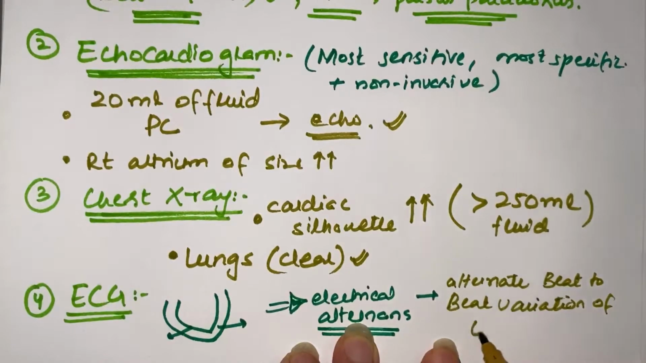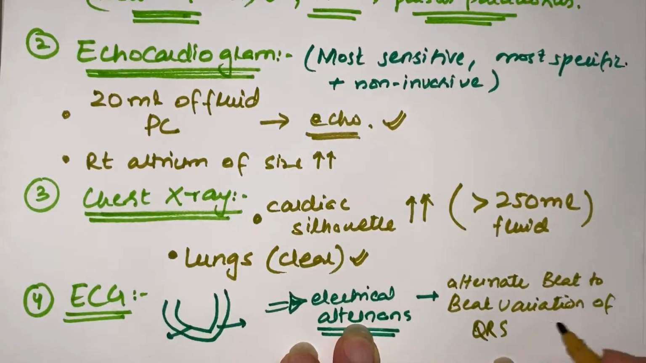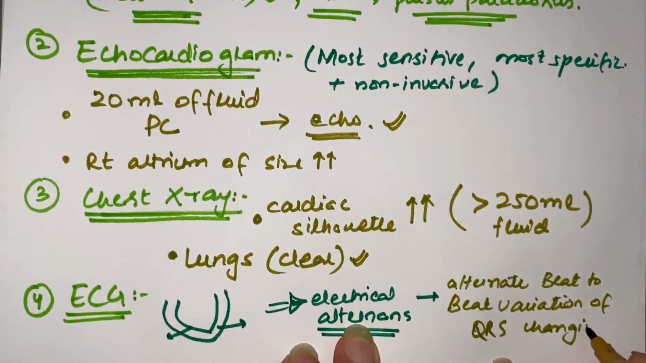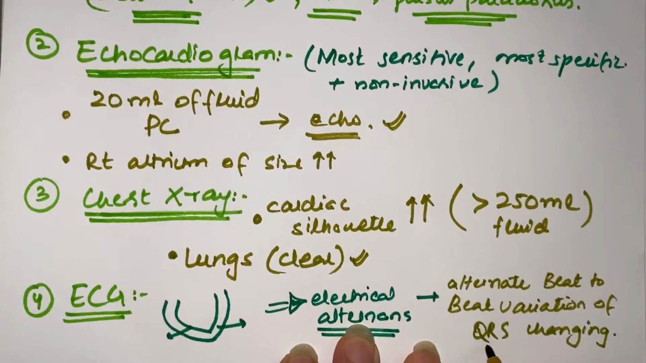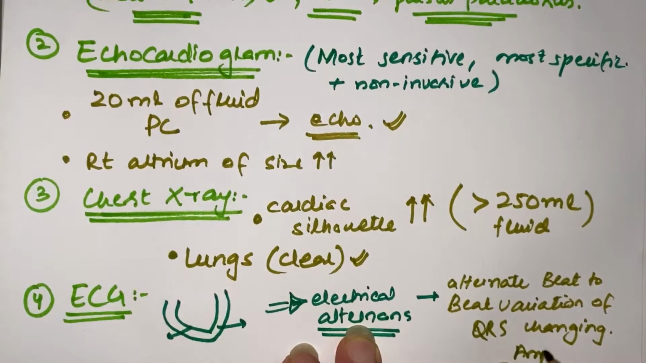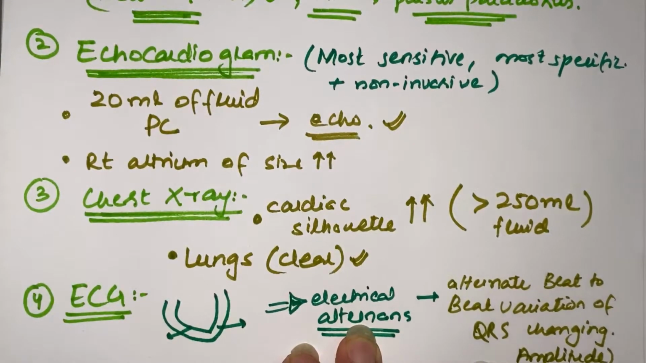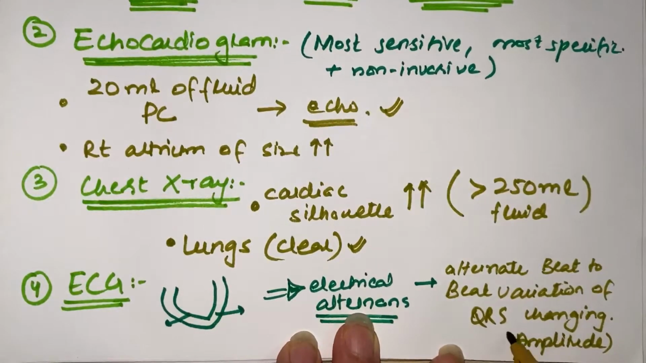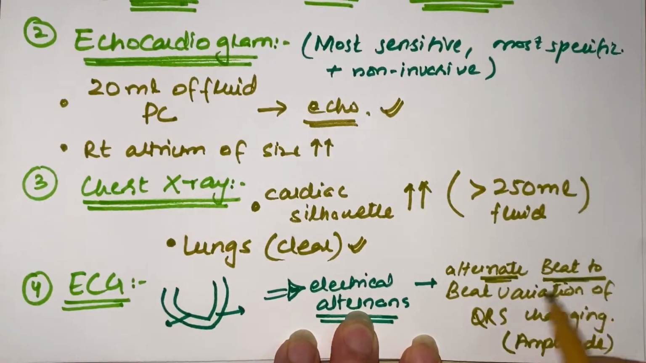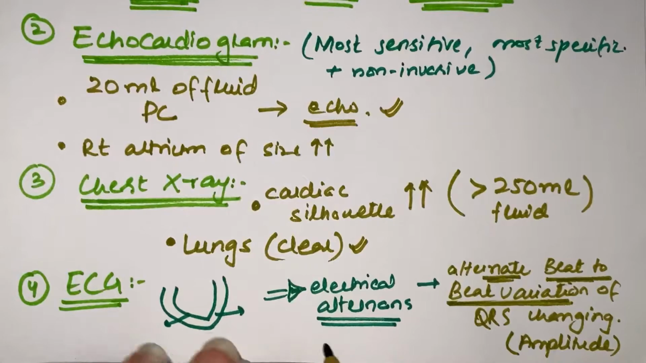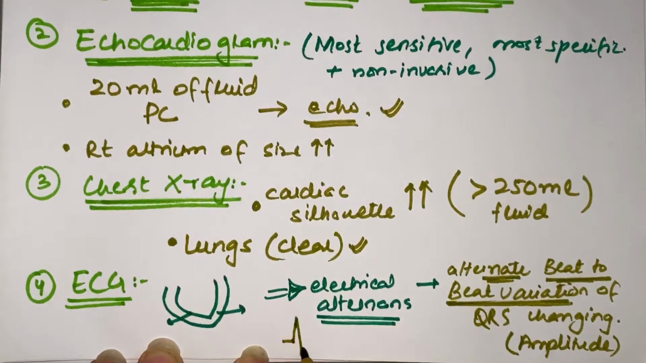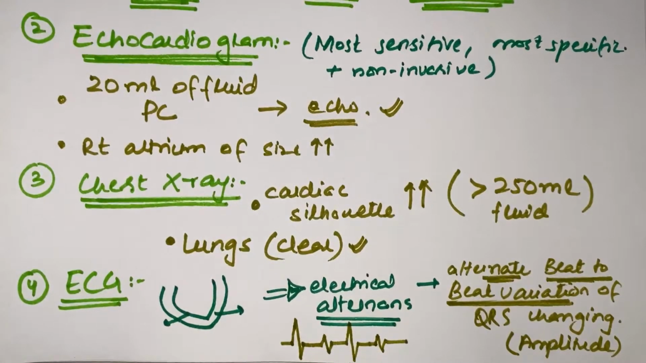Why? Because when the heart is moving, the cardiac axis is changing, but at regular intervals. So the cardiac axis will be changing, so the QRS amplitude will be seen changing, but an alternate beat-to-beat variation will be seen. Like you can say that with one beat the QRS was high, with the next beat the QRS was low, and so on. So this is basically what we call electrical alternans that is seen on ECG.